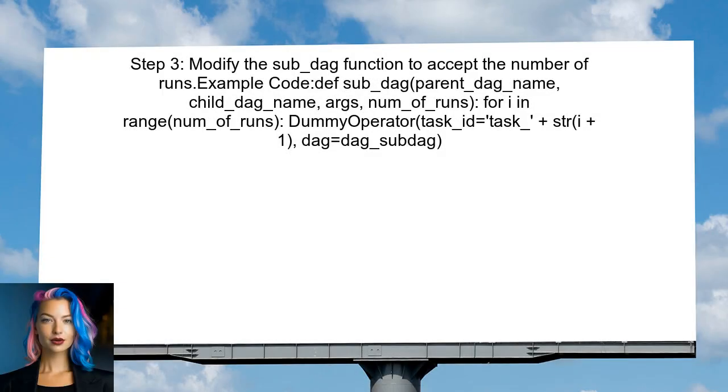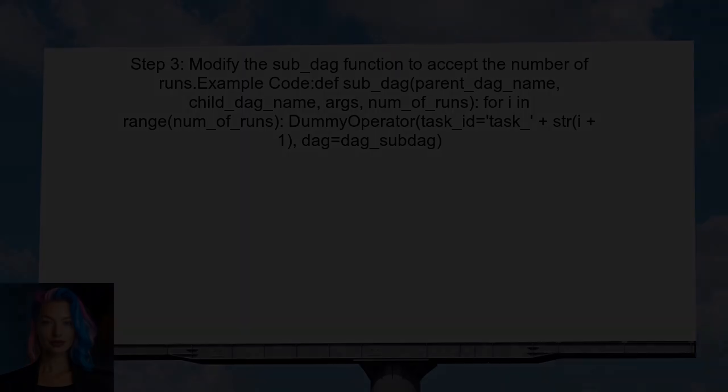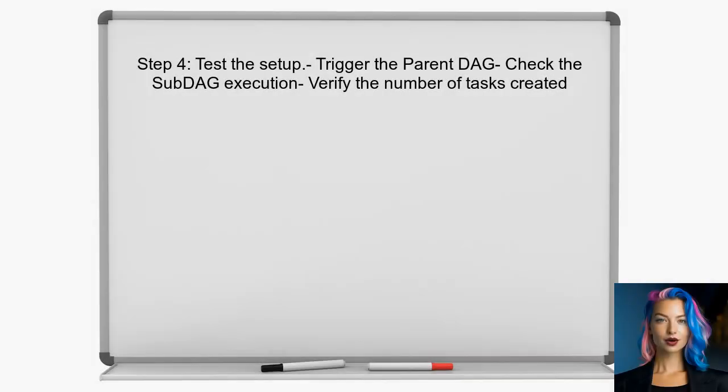In the SubDAG, the user should modify the SubDAG function to accept the number of runs as a parameter. This allows the SubDAG to create the specified number of parallel tasks dynamically. Finally, the user should test the entire setup to ensure that the parent DAG correctly passes the dynamic value to the SubDAG and that the SubDAG creates the expected number of tasks.